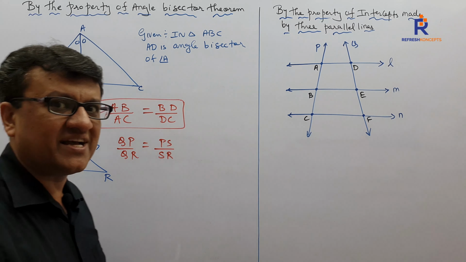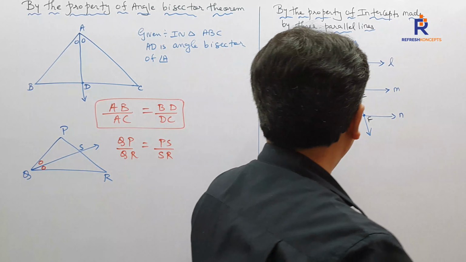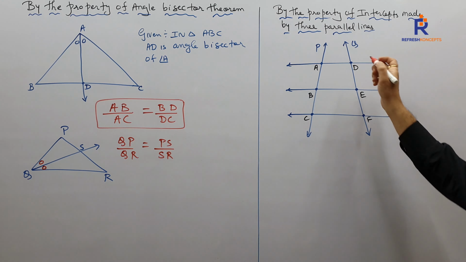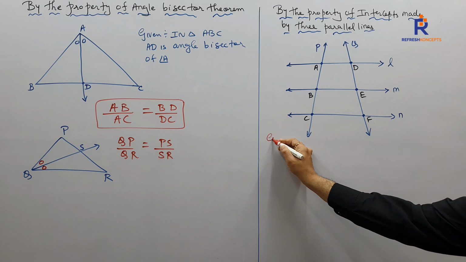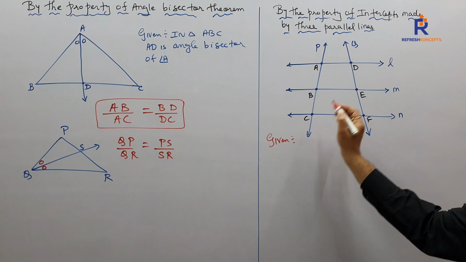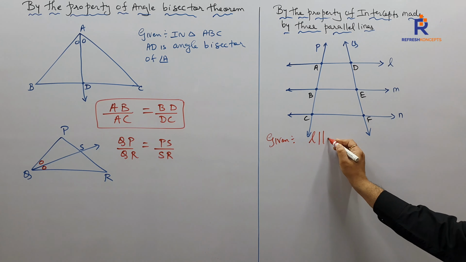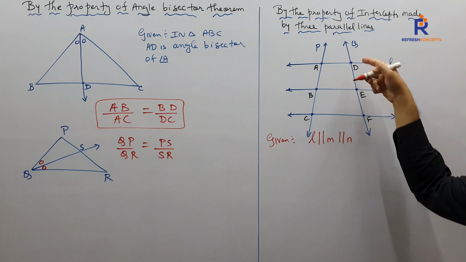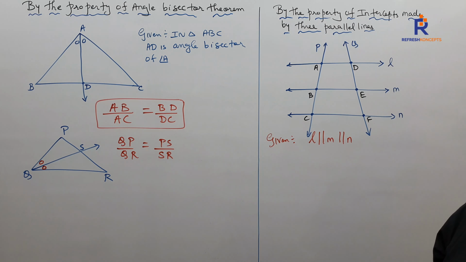That's what the application of the angle bisector theorem is. How about the property of intercept made by three parallel lines? So what is given to us, children? Let me write down here the given part. The given part is only this much: L parallel to M parallel to N. And what are P and Q? Acting as a transversal.